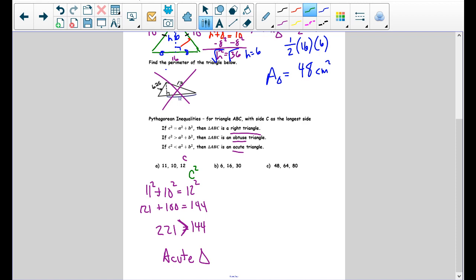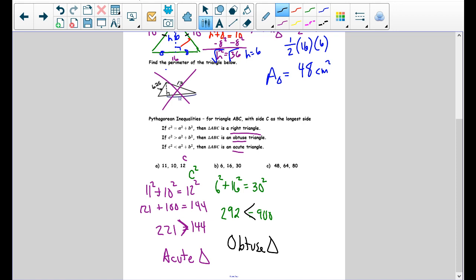In part B, what's my C? 30. So I have 6 squared plus 16 squared and 30 squared. Well, 30 squared is 900. And 6 squared plus 16 squared gives me 292. So here, my C is bigger, right? So bigger than 90 is going to be what? Obtuse. So that's an obtuse triangle.